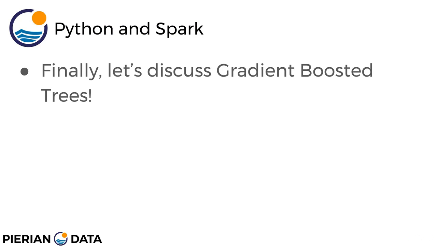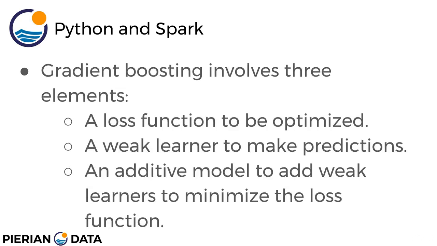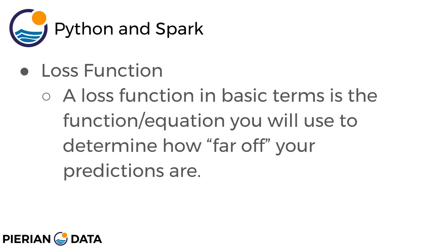So finally, let's discuss gradient boosted trees. Gradient boosting involves three main elements: a loss function to be optimized, a weak learner to make predictions, and an additive model to add weak learners to minimize the loss function. So let's discuss each of those.